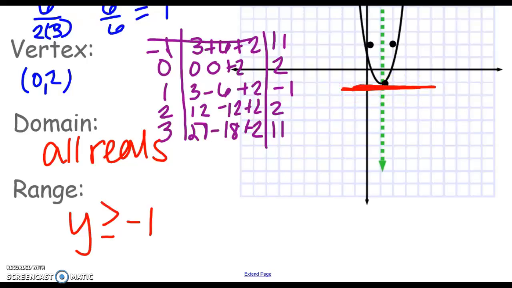Okay, when you come back, we're going to talk a little bit more about that vertex and the axis of symmetry and graphing and moving on from there.